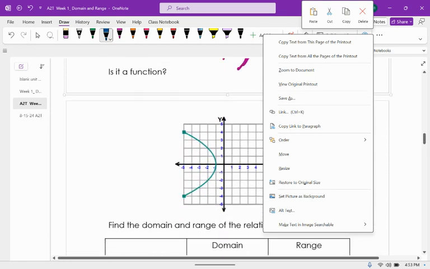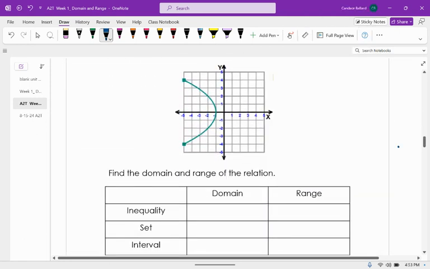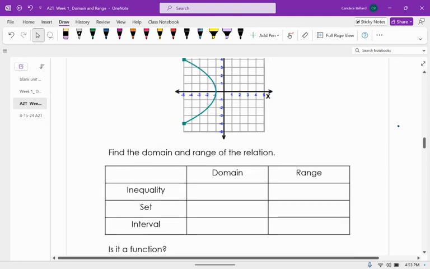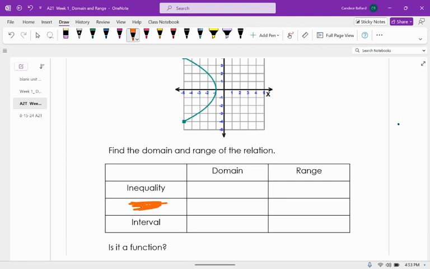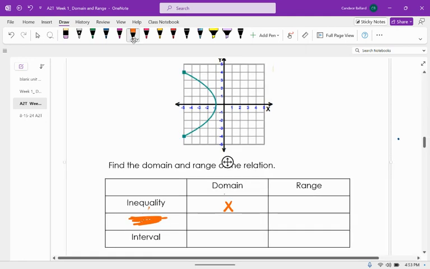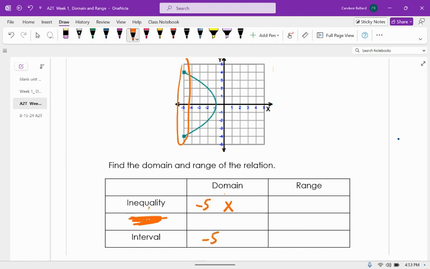All right, we're going to try it again. We're not going to worry about is it a function yet. Okay, so I'm going to get rid of set notation. Okay, inequality. For the domain, I know I'm doing my x's. Okay, I'm going to start to the left. So I'm starting to the x value most to the left, which is -5. I write that down for both.